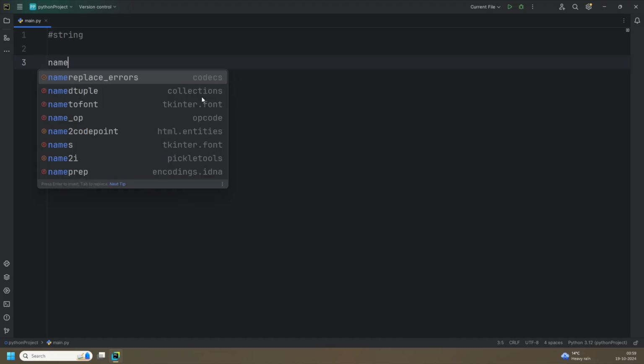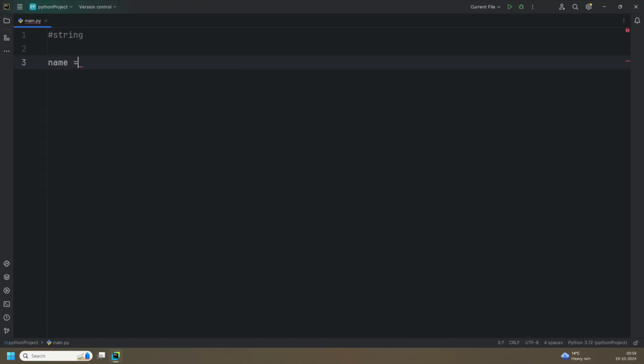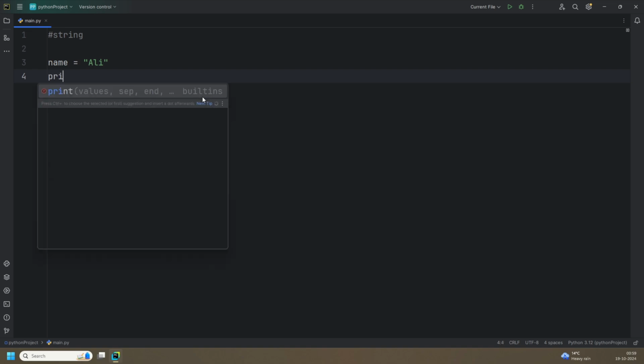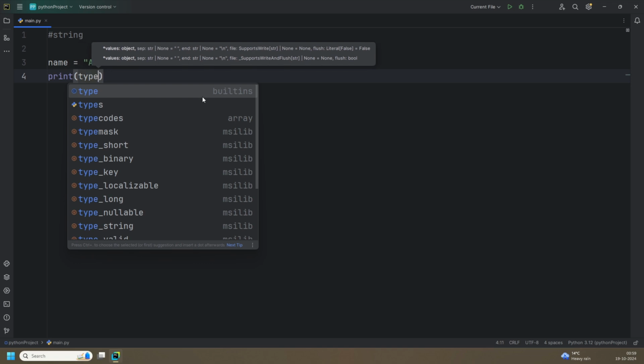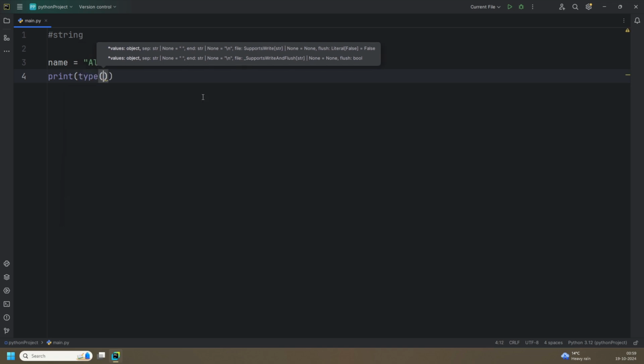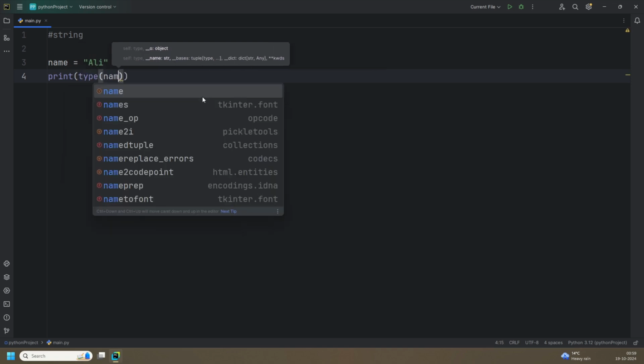The next one is string in Python. Strings are a sequence of characters enclosed in single, double or triple quotes. They are used to represent textual data. For example, I give an example of string also.